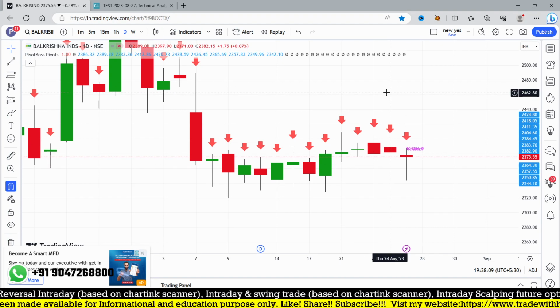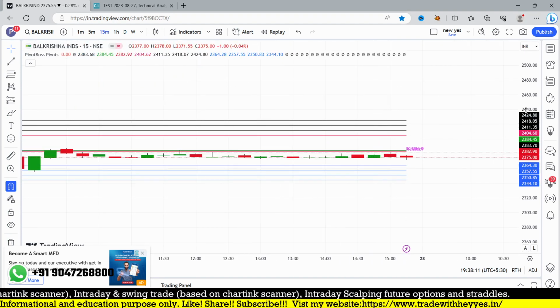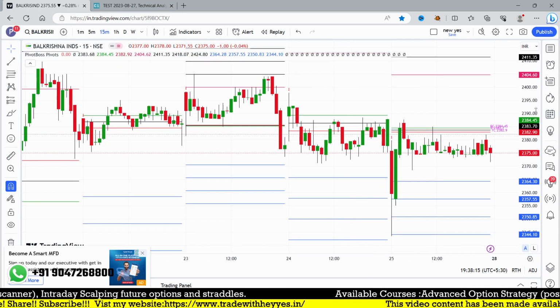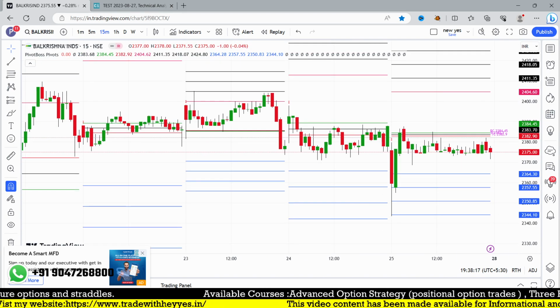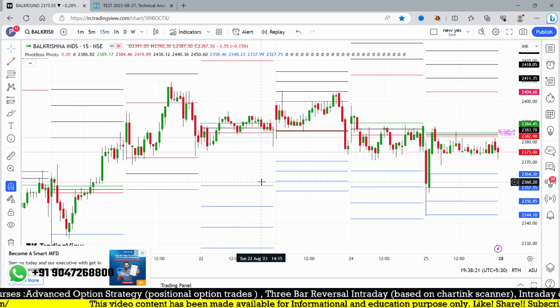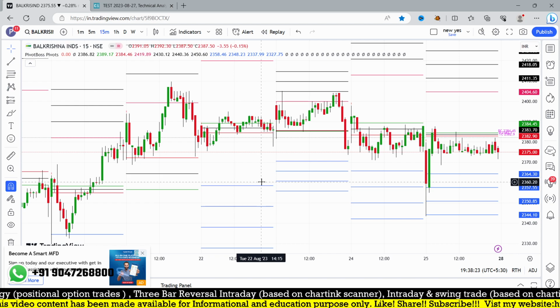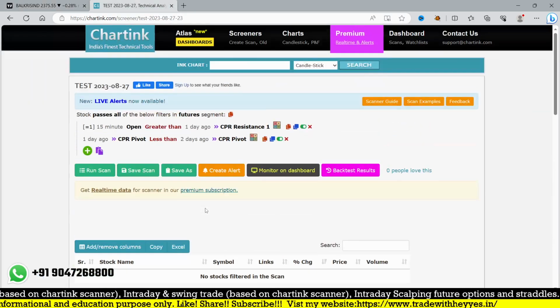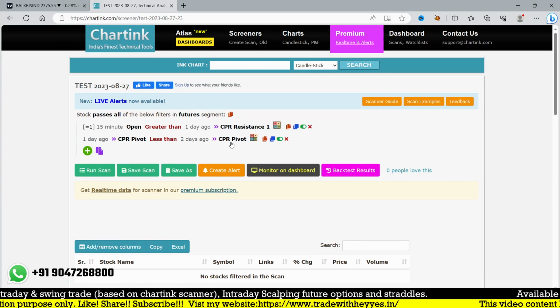395. So we need to check this, but this is the right code for the CPR R1 level which we used. Opened above the R1 and maybe expecting a trend reversal. Same like that, we can expect on a downside, open below R1 also, we can create with this code, and we need to check this in a live market, maybe tomorrow.